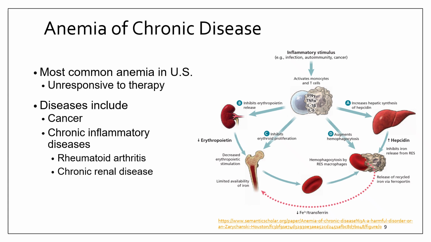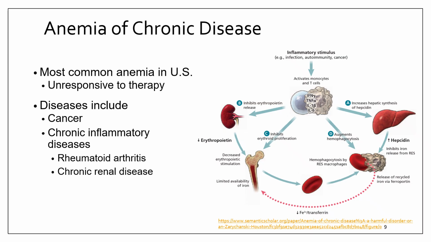This one is sneaky and extremely common. Anemia of chronic disease is actually the most common anemia in the United States. Not because patients don't have iron, but because the body refuses to use it. This anemia is not caused by blood loss and not caused by iron deficiency. It's caused by chronic inflammation.